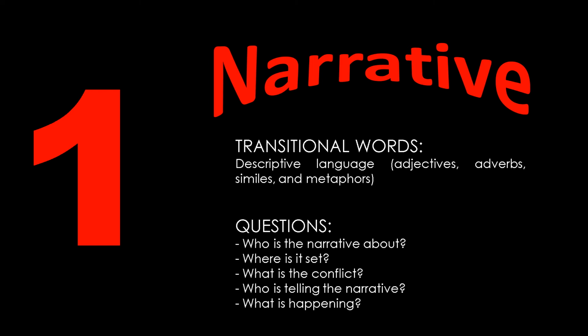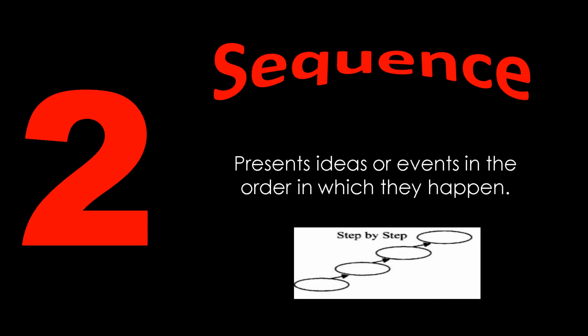Next, who is telling the narrative? This question will help you identify the person in the story or the person who is speaking in the story. It could be one of the characters or a narrator. It would also tell you the point of view used in the story. Lastly, what is happening? It will help you understand the story as a whole. Were you able to follow? Great. Now let's move to the second text structure.